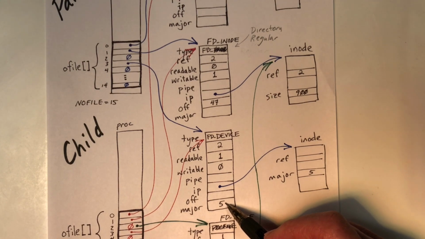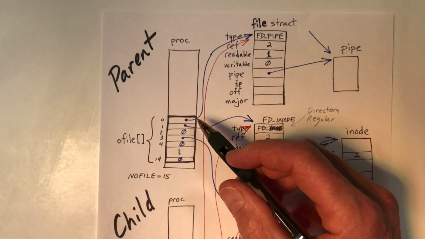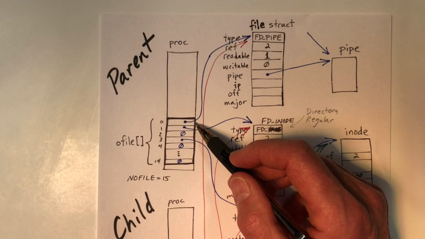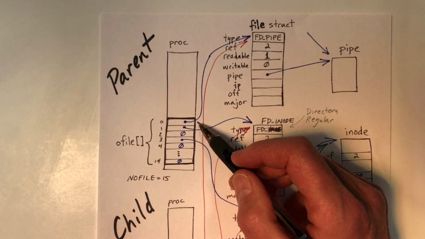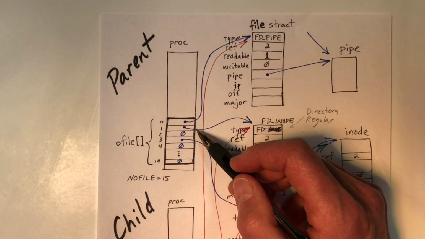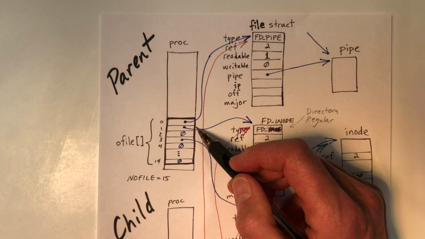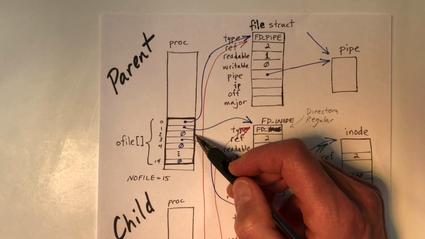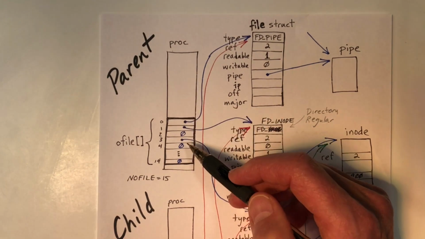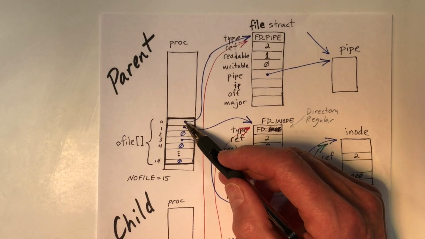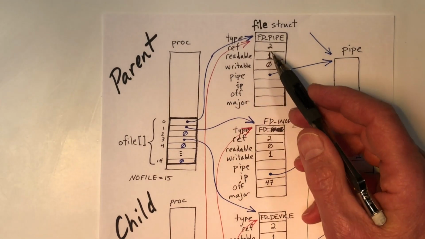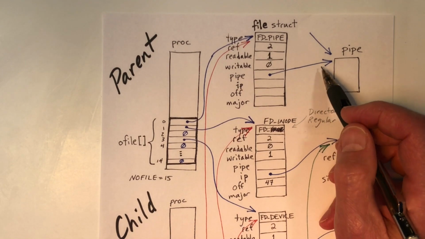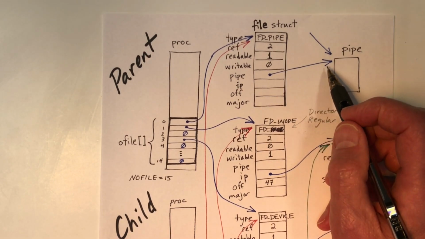Now, I want to remind you that in Unix, file descriptor 0 is always used for standard in, and file descriptor 1 is used for standard out, and file descriptor 2 is used for standard error. So the parent process here apparently has standard in being open to a pipe. That's the read end, which is what we would expect.